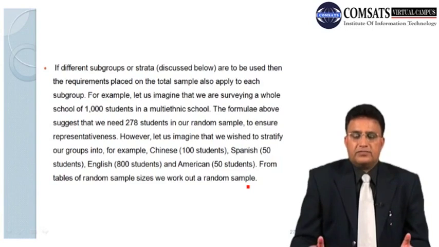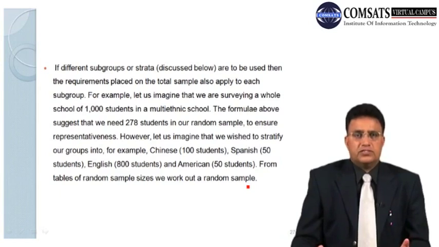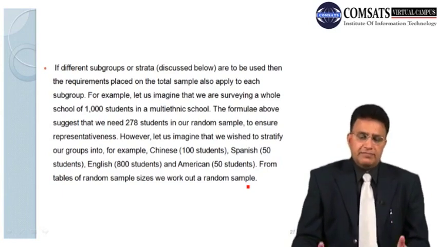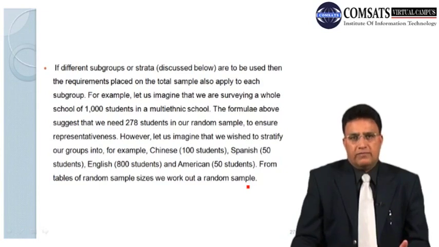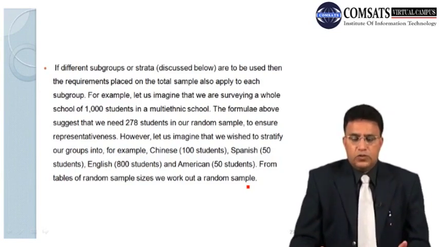If different subgroups of strata are to be used, then the requirements placed on the total sample also apply to each subgroup. For example, let's imagine that we are surveying a whole school of 1,000 students in a multi-ethnic school. The formula above suggests that we need 278 students in our random sample to ensure representativeness. However, let's imagine that we wish to stratify our groups into, for example, Chinese students 100, Spanish 50, English 800, and American 50 students.